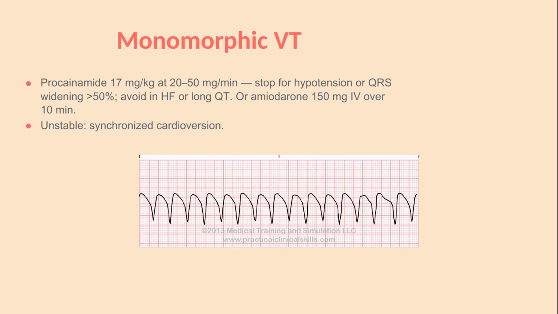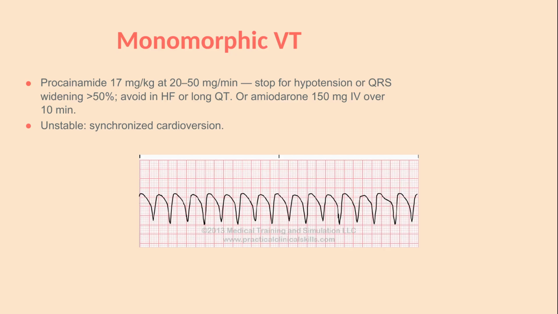For monomorphic ventricular tachycardia with a pulse, stability picks the tool. The unstable patient, hypotensive, altered, ischemic, or in failure gets synchronized cardioversion without delay. For the stable patient, two drugs dominate. Amiodarone is the familiar choice. 150 milligrams IV over 10 minutes.